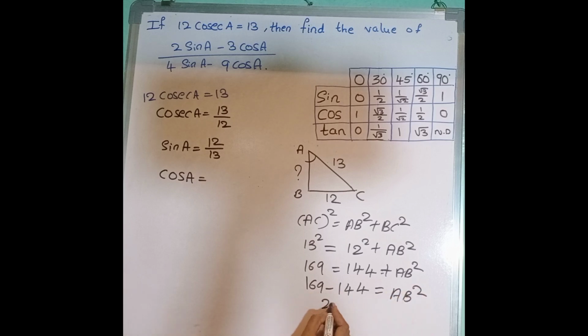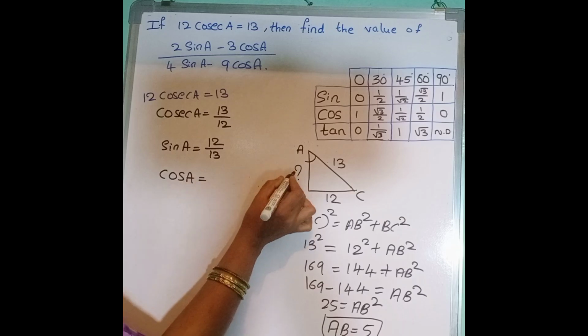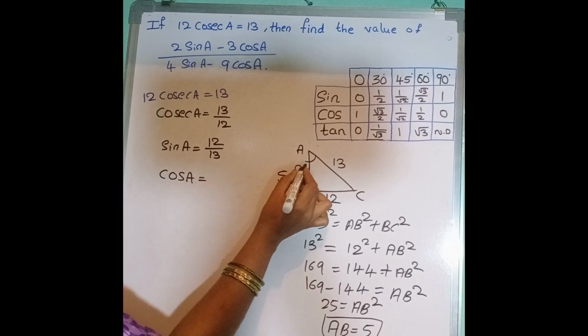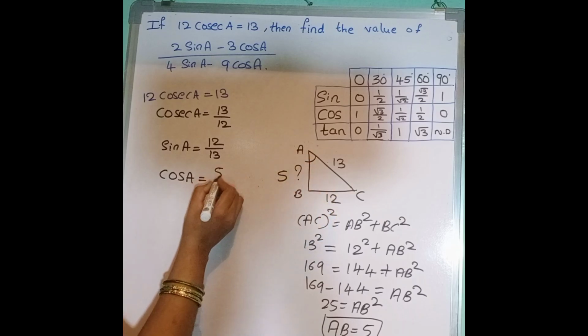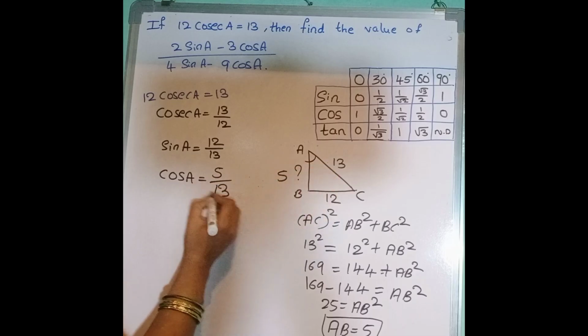169 minus 144 is 25, which is equal to AB square. AB is equal to 5, since 25 means 5 square. AB square is equal to 5 square, that means AB is equal to 5. Then cos A is equal to, the value of AB is 5, so cos A is equal to 5 divided by 13.